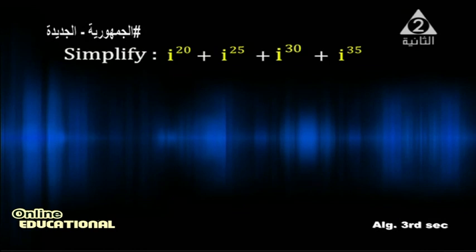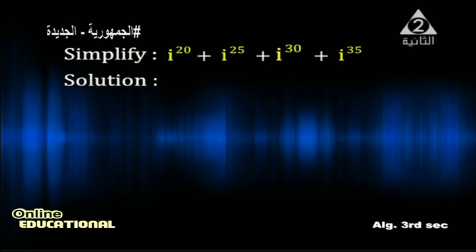Look at i. How to simplify i power 20 plus i power 25 plus i power 30 plus i power 35? Choose the correct answer: maybe 1, negative 1, i, negative i. We know that i equals the square root of negative 1. i power 2 equals negative 1. i power 3 is negative i. i power 4 equals 1.